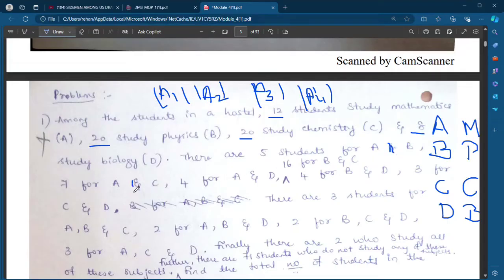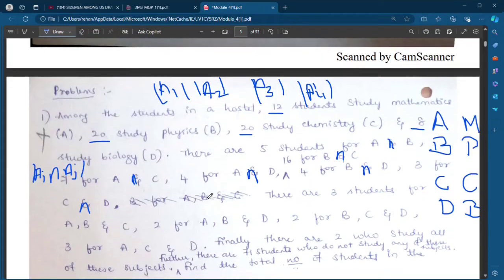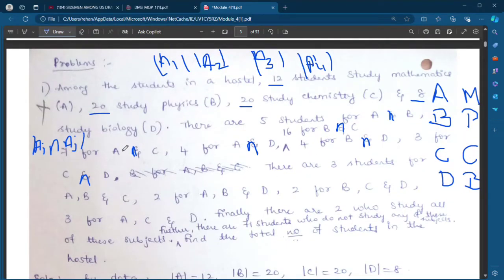Then there are 7 students for A intersection C, 4 students for A intersection D, 16 students for B intersection C, 4 students for B intersection D, 3 students for, like this. Okay, I understand, right? So this is nothing but the mod of A_i intersection A_j, those values we have here.